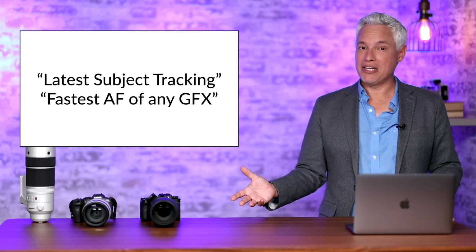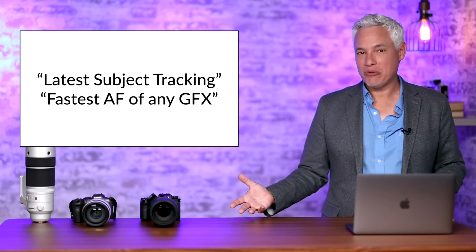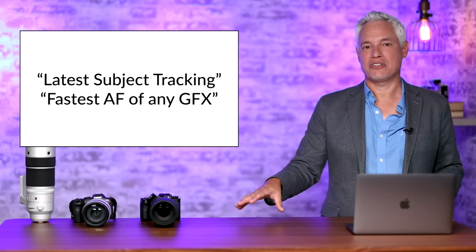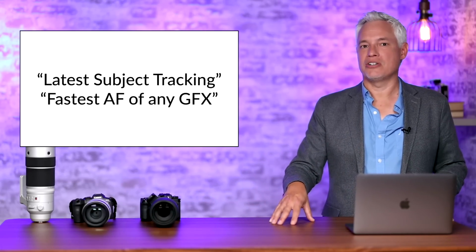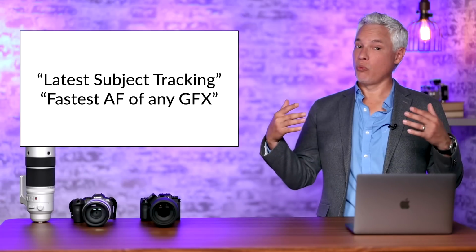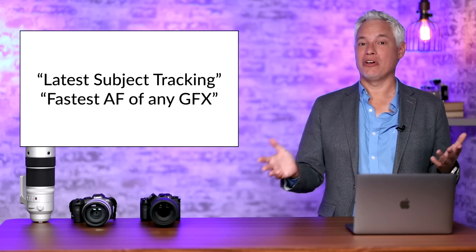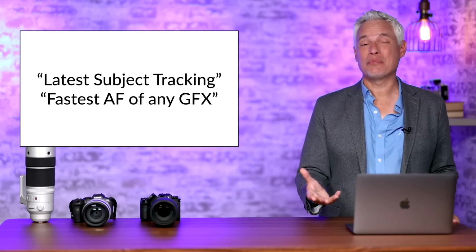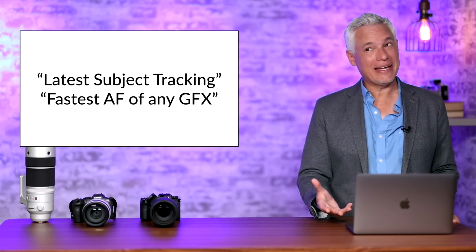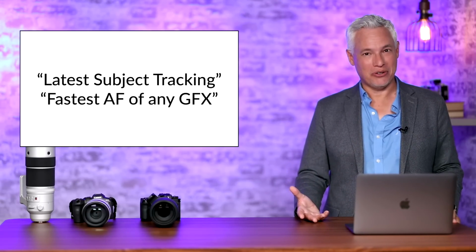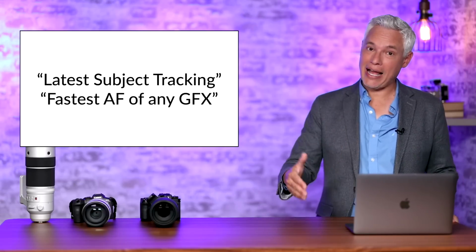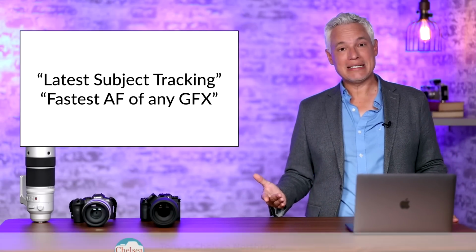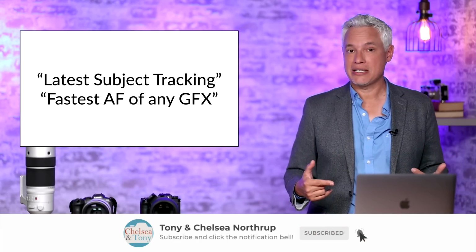But they will put in the latest subject tracking, which I think means the wide variety of things that we have in the latest version of the X-H2, you know, trains and cars and animals and such. That will really help, because in our previous experience with the GFX cameras, even just detecting an eye in a portrait was pretty unreliable and meant that we basically got better results using full frame cameras. But if they can get that eye detect autofocus working, that'll be a big improvement, and I can't wait to test it. Be sure to subscribe, because we will test out this camera.